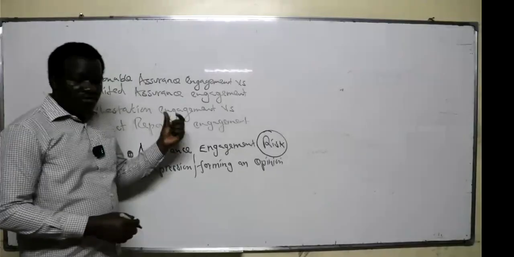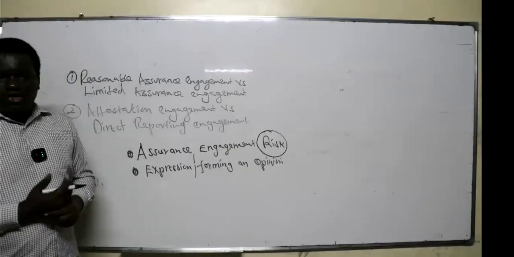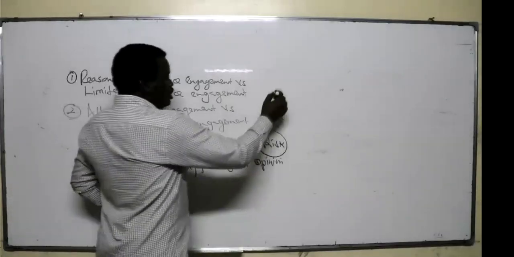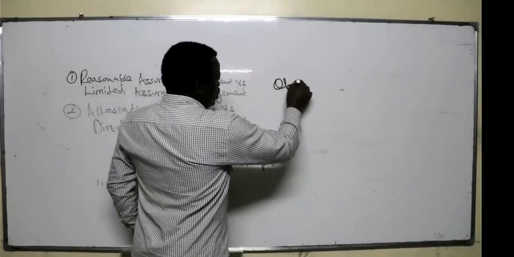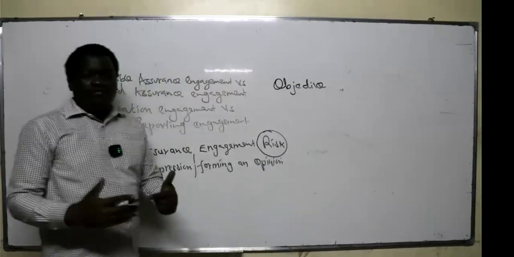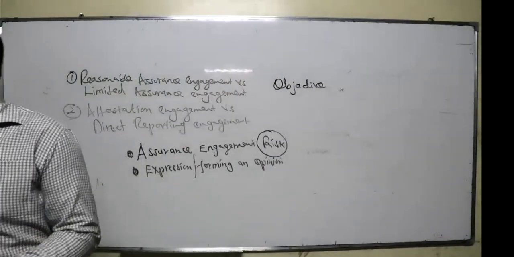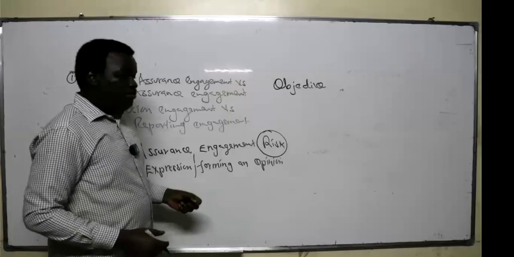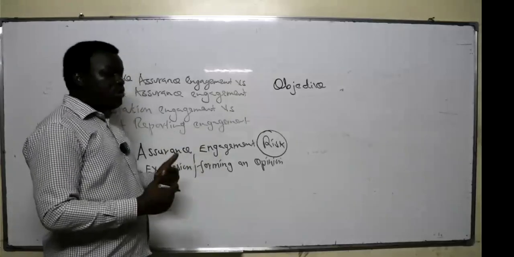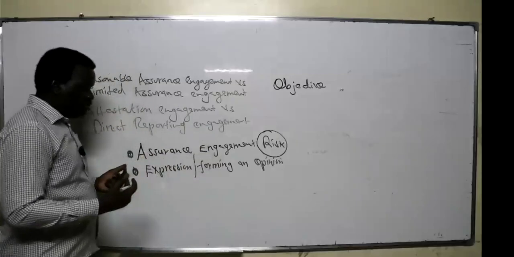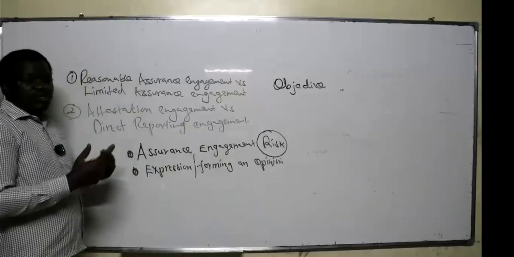The practitioner accountant has been engaged to provide a level of assurance, to form an opinion. There is the objective or aim of something. This person should be providing some level of assurance that gives confidence to the users of the subject matter. But this person might fail or may give an inappropriate opinion or inappropriate level of assurance.